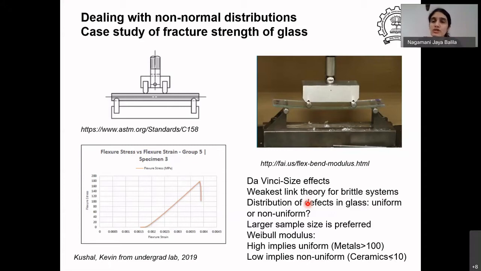But if the distribution is non-uniform, then what happens? I would have tested from one corner where the defects, let's say, are very low in number, but in the other corner you have a very high number of defects, and that will actually break at a much lower strength. So you go and apply this part in a real application, your structure will collapse. So the engineer will be held responsible, of course. So one needs to know whether the defects are uniform or non-uniform. You cannot eliminate the defects, but you need to know for sure what kind of defect distribution it has. So that is what is being measured here.